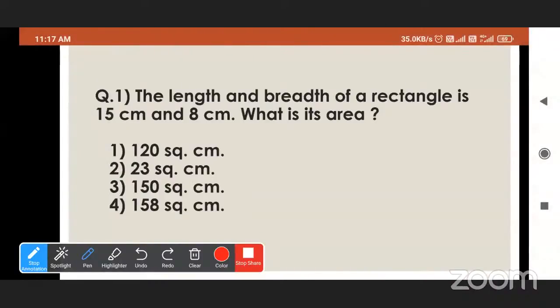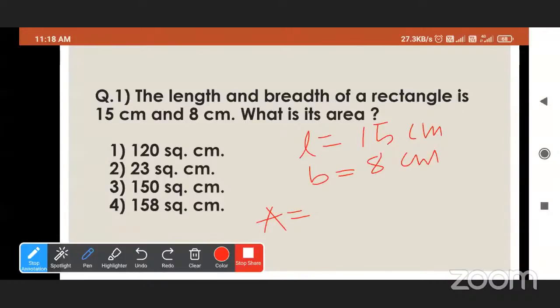Question number 1: the length and breadth of a rectangle are given, 15 centimeters and 8 centimeters. Then find out the area. You have to solve this problem. Tell me the area of this rectangle. Your length is 15 centimeters and breadth is 8 centimeters. The area of a rectangle is length times breadth, so we have to do 15 multiplied by 8 centimeters.